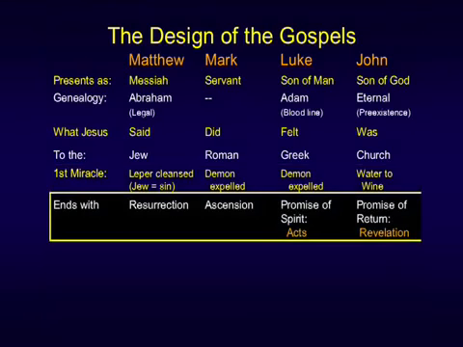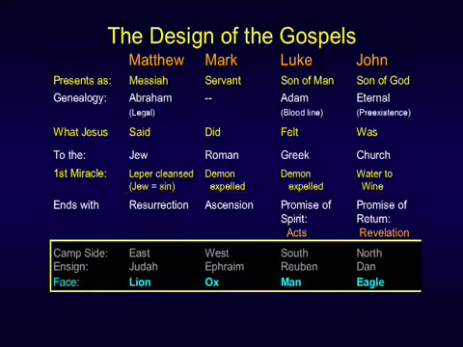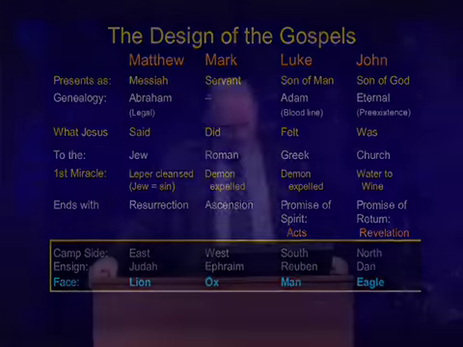And the way the book ends reflects that design. Matthew ends in a very Jewish way on the resurrection, Mark the ascension. Luke, the promise of the Holy Spirit, setting up his sequel called Luke Volume 2, called the Book of Acts. And John ends his book with the promise of Christ's return, which of course sets up his sequel, the Book of Revelation. And of course, all of these reflect the four camps, the lion, the ox, the man, and the eagle, that modeled the throne of God when the camp was operative and so forth.